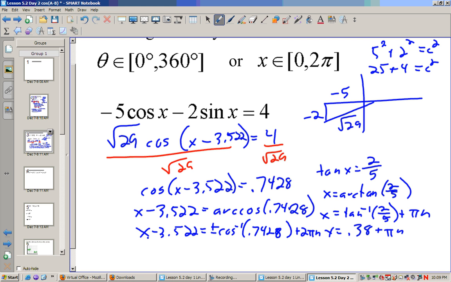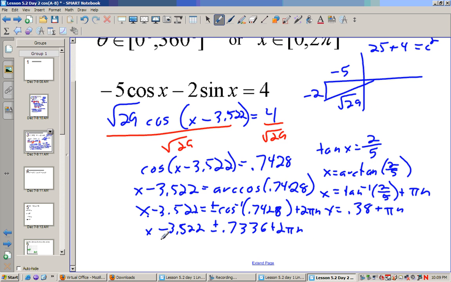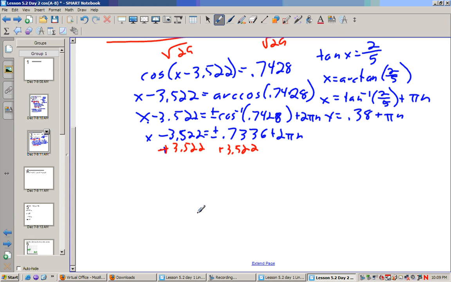The inverse cosine of that answer is 0.7336, so plus or minus 0.7336. Oops. And if I need an equal sign in there, if I add 3.522 to both sides, let's see where I get.